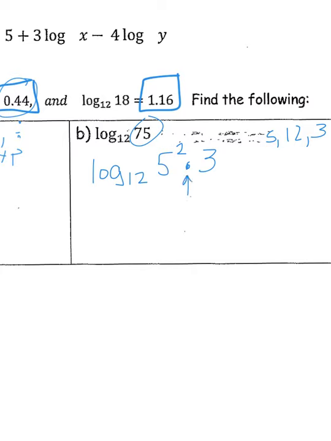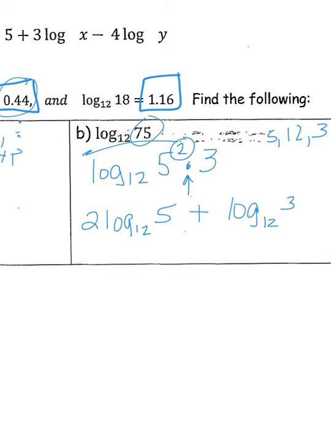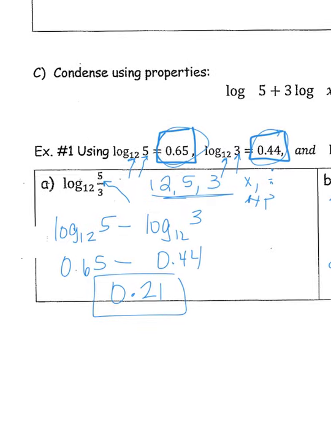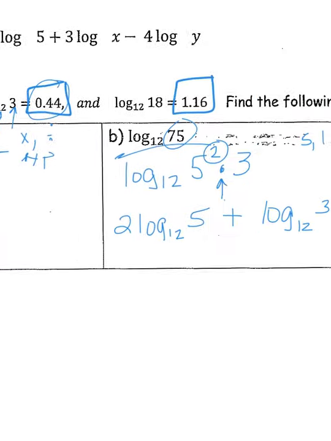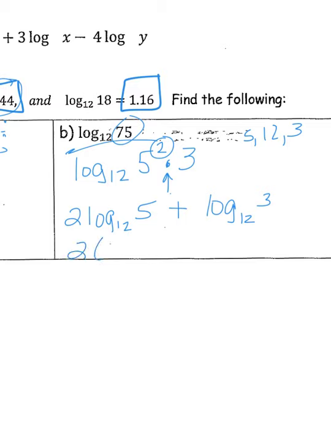We're going to split it at the multiplication sign, and then we got a power, which we're going to bring down in front. So this would be 2 log the base 12 of 5 plus log the base 12 of 3. Well, if you notice up above, again, we have log the base 12 of 5 is 0.65, and log the base 12 of 3 is 0.44. So we're going to go 2 times 0.65 plus 0.44, and I'm going to type that into my calculator, and I get 1.74, and that would be the answer to this particular problem.